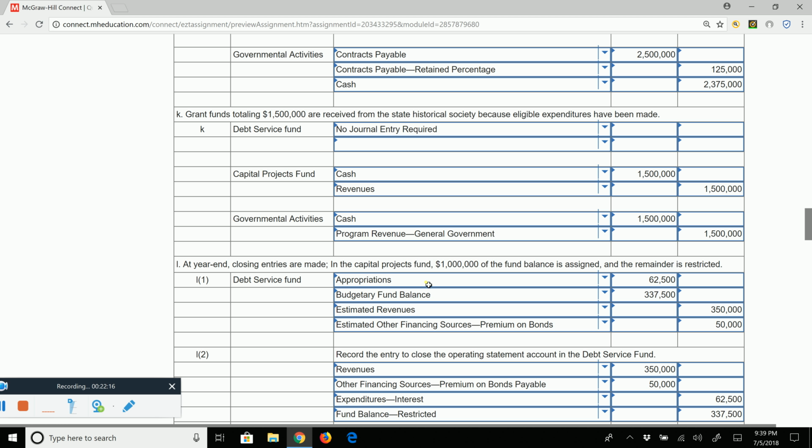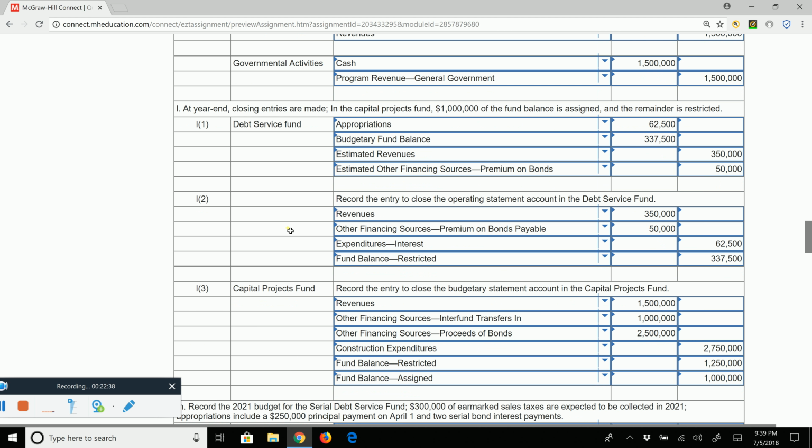Letter K, the grant of $1.5 million came in, and that is going directly to the capital projects fund. Debit cash, credit revenues, same journal entry on the government-wide. We just need to be a little bit more careful. Grant monies, as long as they have a specific purpose, are going to be recorded as program revenues.